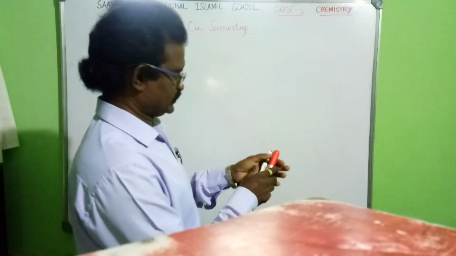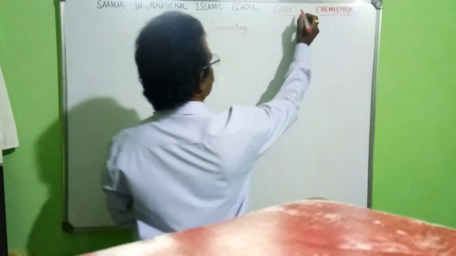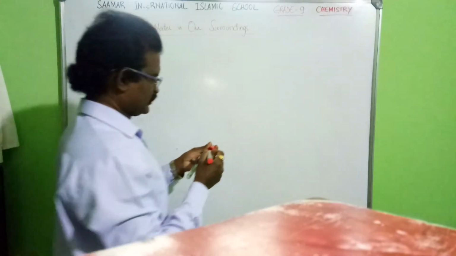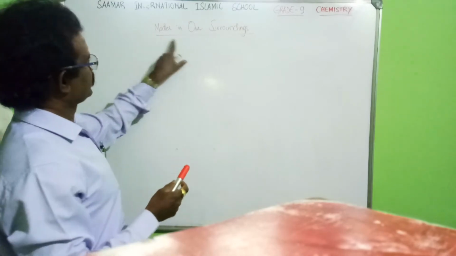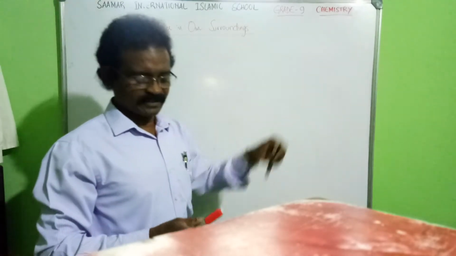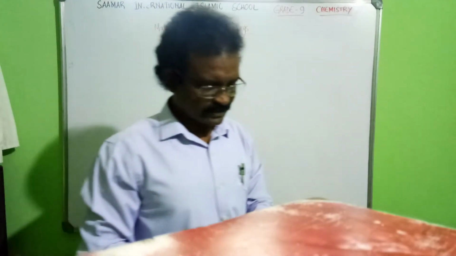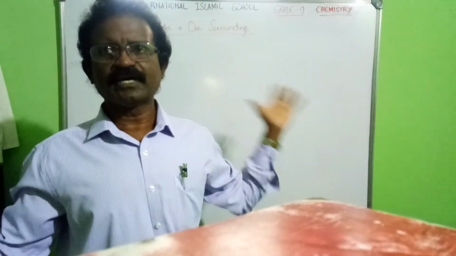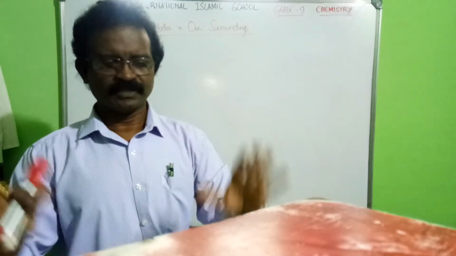Grade 9 state board, grade 9 chemistry. The chapter name is Matter in our surroundings. Matter in our surroundings. Is it clear? Now, that means what? What is concerned? That means around us, whatever it's made of is matter.